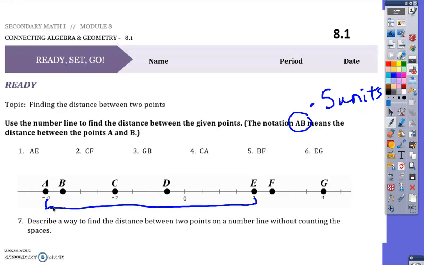From -4 to 2, I think that from -4 to 0 is 4, and from 0 to 2 is 2, so 4 plus 2, which is 6.